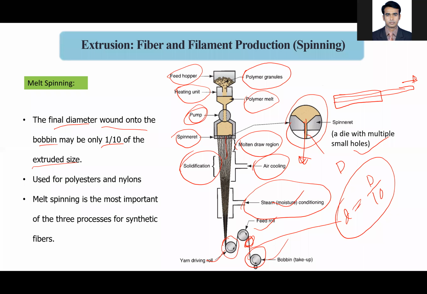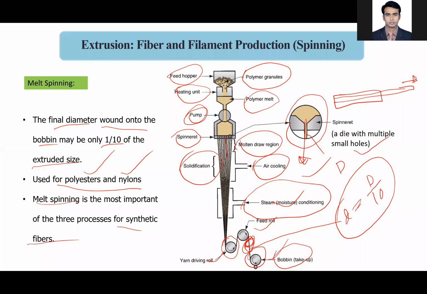The diameter that comes out of the spinneret is 10 times higher than the final diameter of the fiber that we take up on the bobbin. It is used for polyester or nylons. Look at the nylon ropes widely available in various shops for drying clothes; we use those nylon ropes. Melt spinning is the most important of the three processes for synthetic fibers. This is the most used spinning method for fiber production, for the production of fiber from plastic.